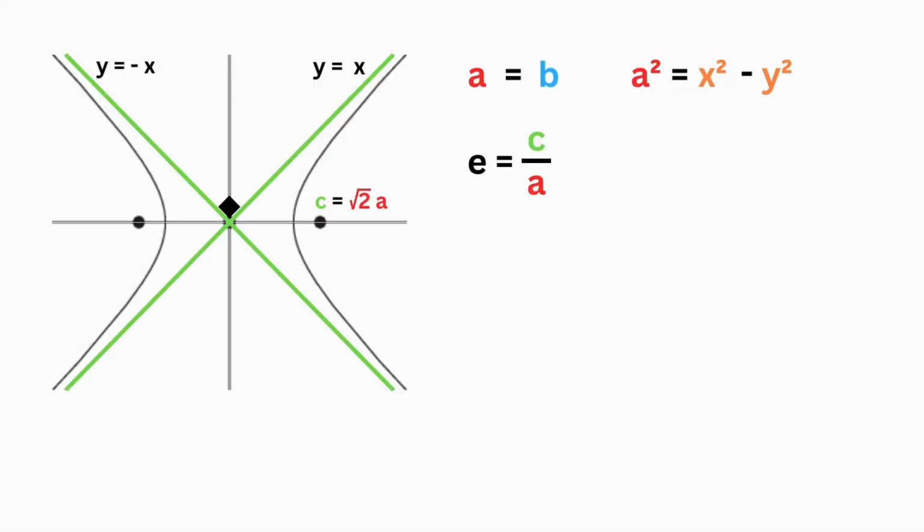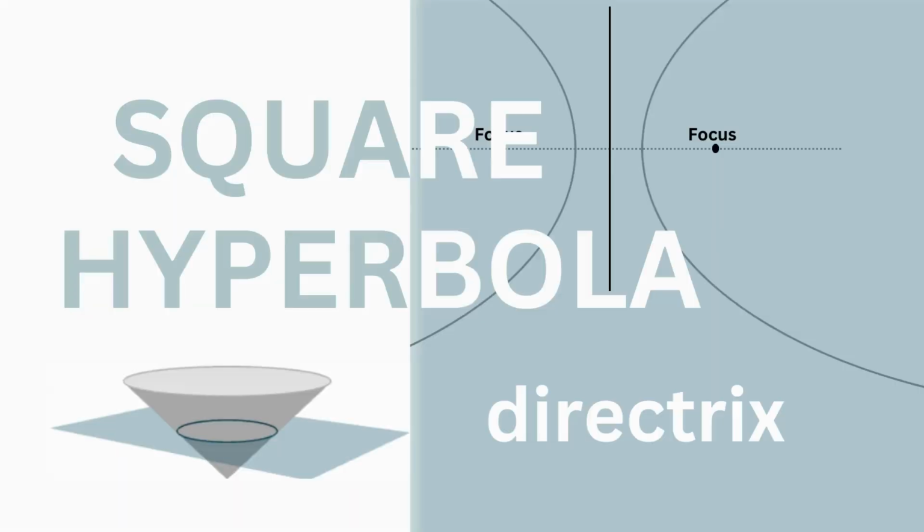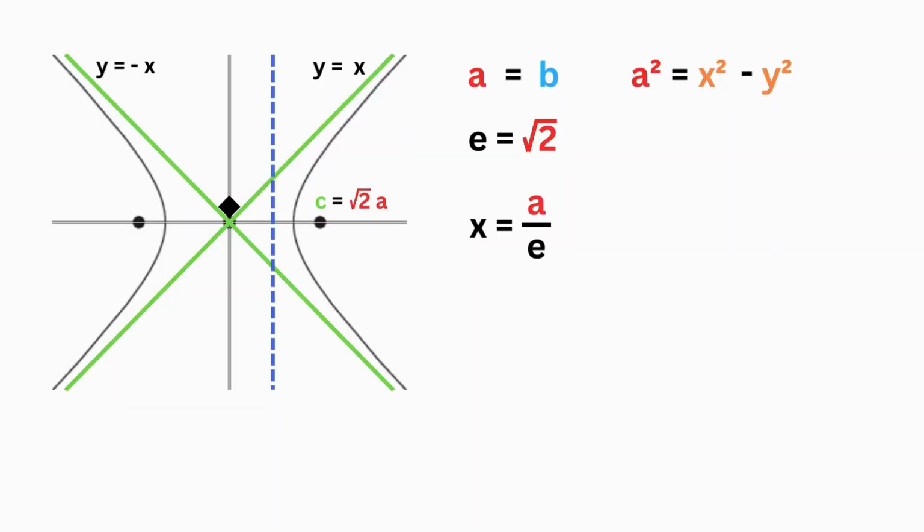We have the eccentricity equation. Replace c with a, and we get the equation. We have the directrix equation. Replace e with the square root of 2, and that's where the equation came from.